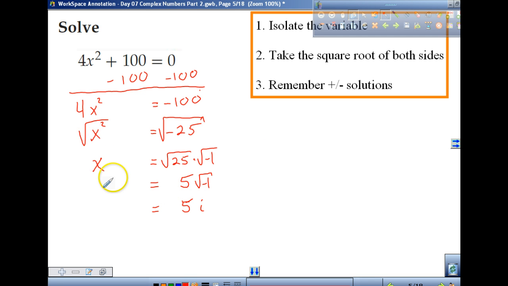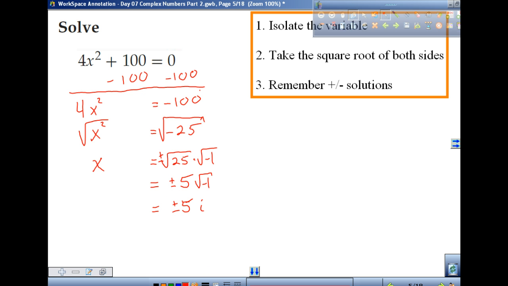By the way, what did I miss here? Did I catch it? Yeah. So if I take the square root of both sides, what happens? I actually get a plus or a minus.